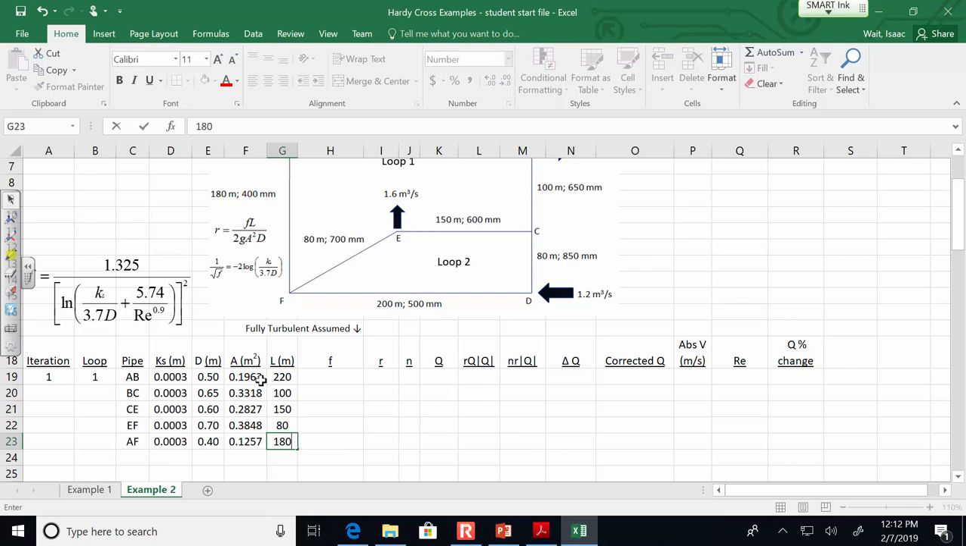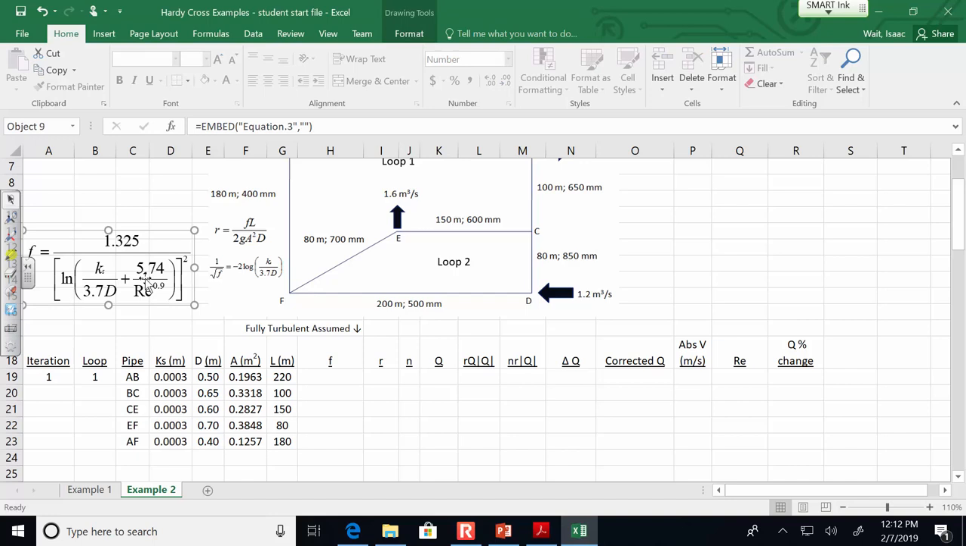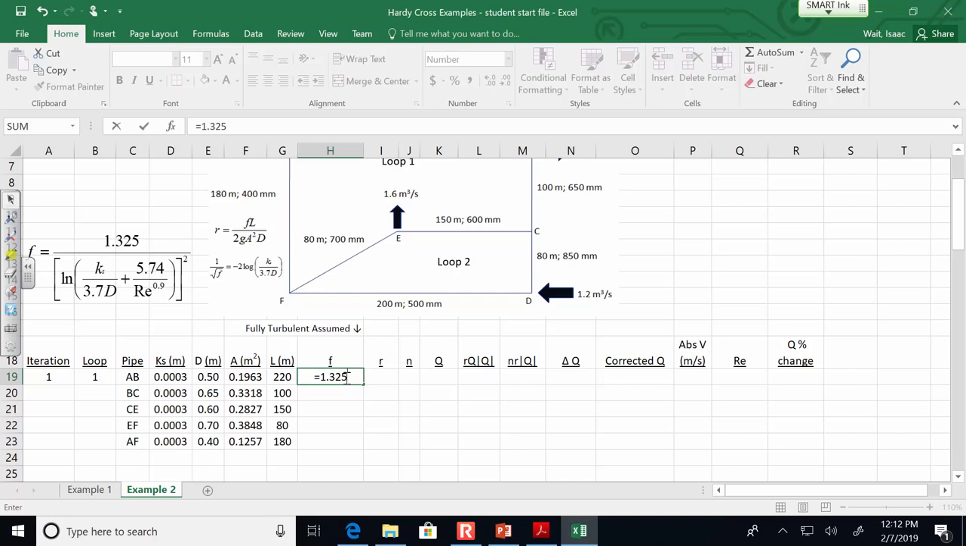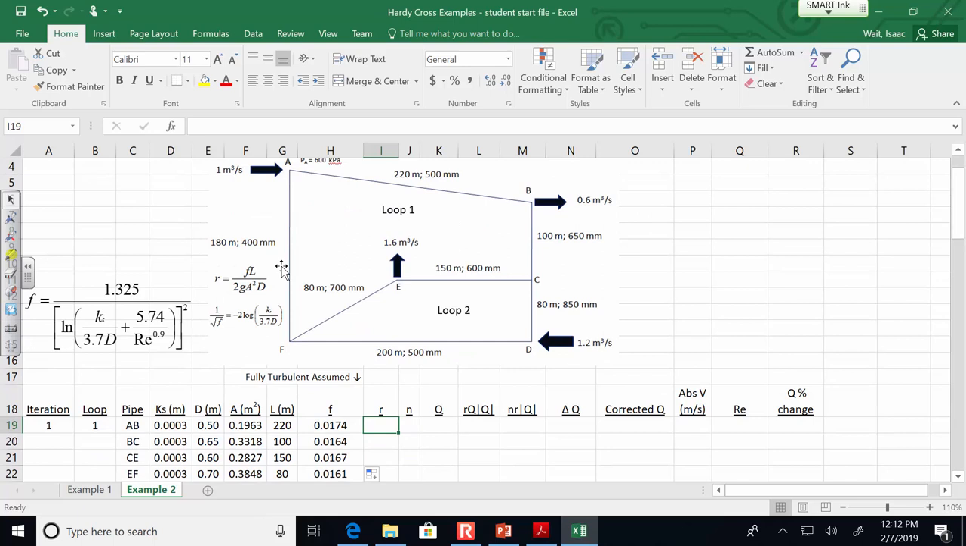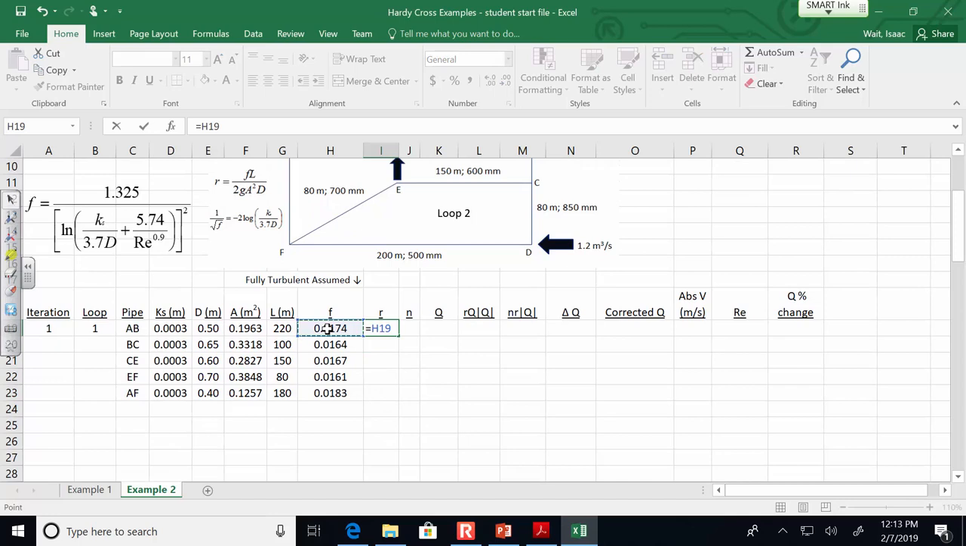Fully turbulent flow, remember, is what you're assuming for that first round of F values. So we modify the full version of the Jain equation and we omit the term that has the Reynolds number in it. It should be in meters if the diameter is in meters.